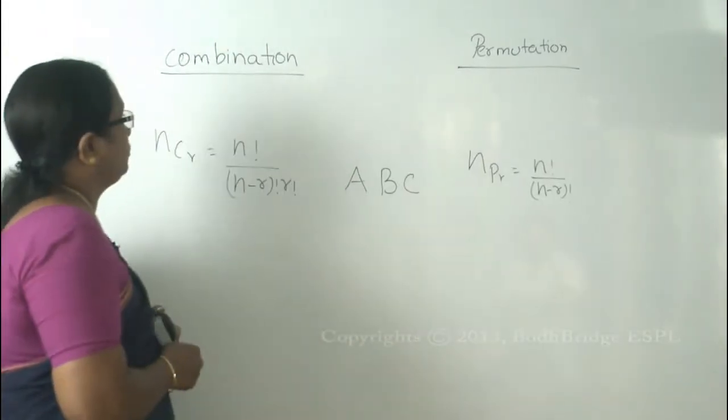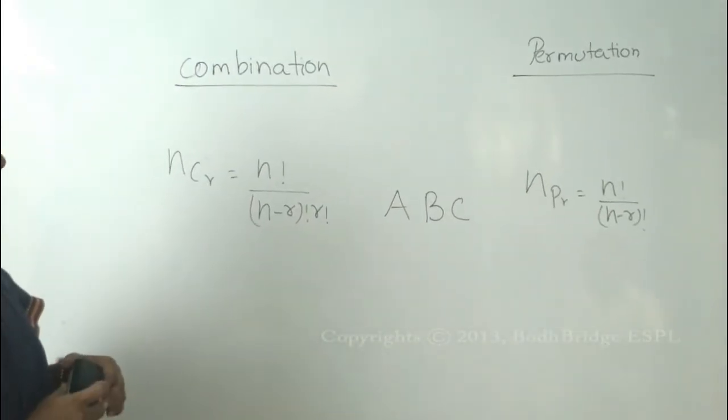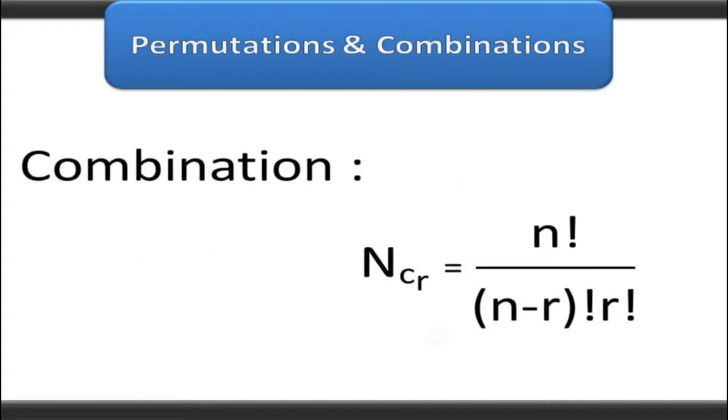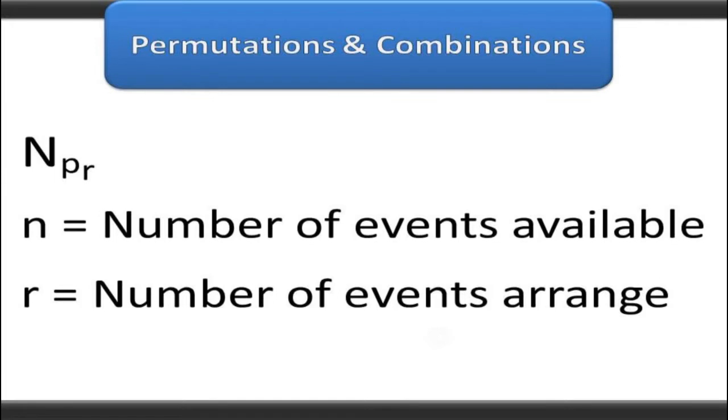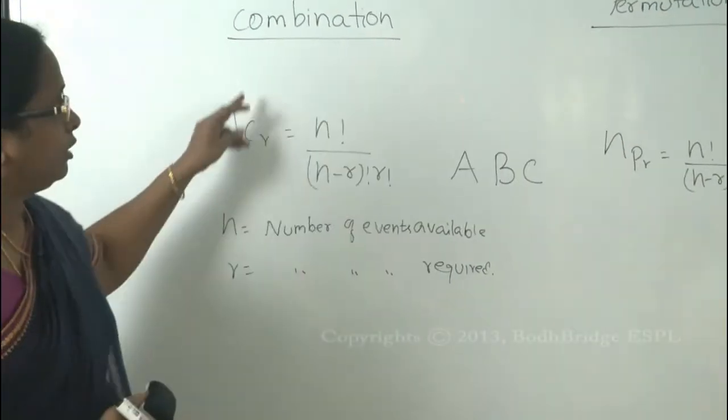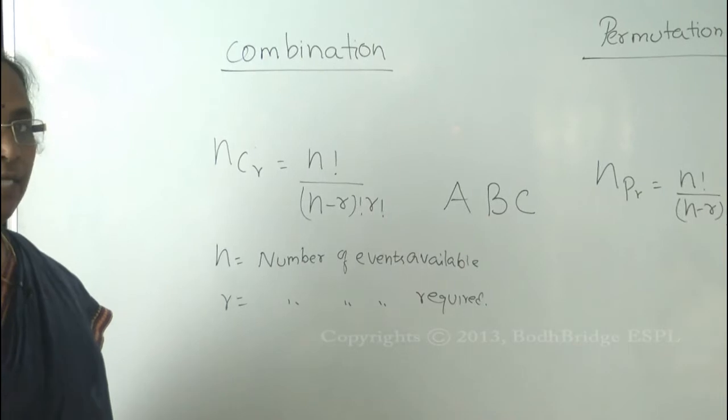The formula given here for the combination is nCr, where n is the number of events available, r is the number of events required. The formula is n factorial divided by (n minus r) factorial into r factorial. Similarly, nPr, in the permutation, is again the number of events available and the number of events to be arranged. So here it is n factorial divided by (n minus r) factorial.